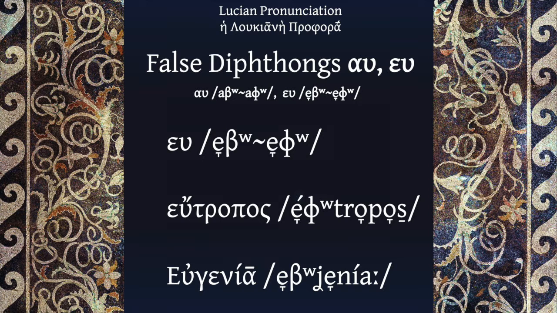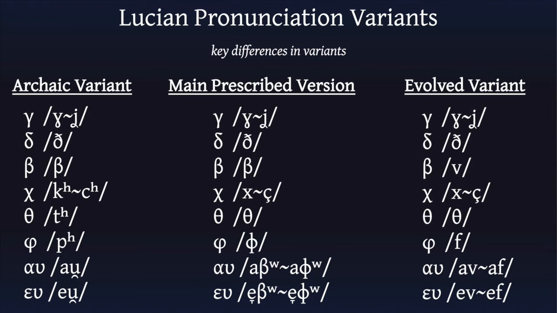eutropos, eugenia. So to summarize some of the key features of Lucian pronunciation, we have fricatives for gamma, delta, veta, chi, theta, and phi. And of course, the veta and the phi are a little bit different from the modern pronunciation. They are bilabial fricatives, va and fa, unlike their modern equivalents, va and fa. And we chose that for historical reasons, and also because if you want to have certain features of the language, you have to give up others.